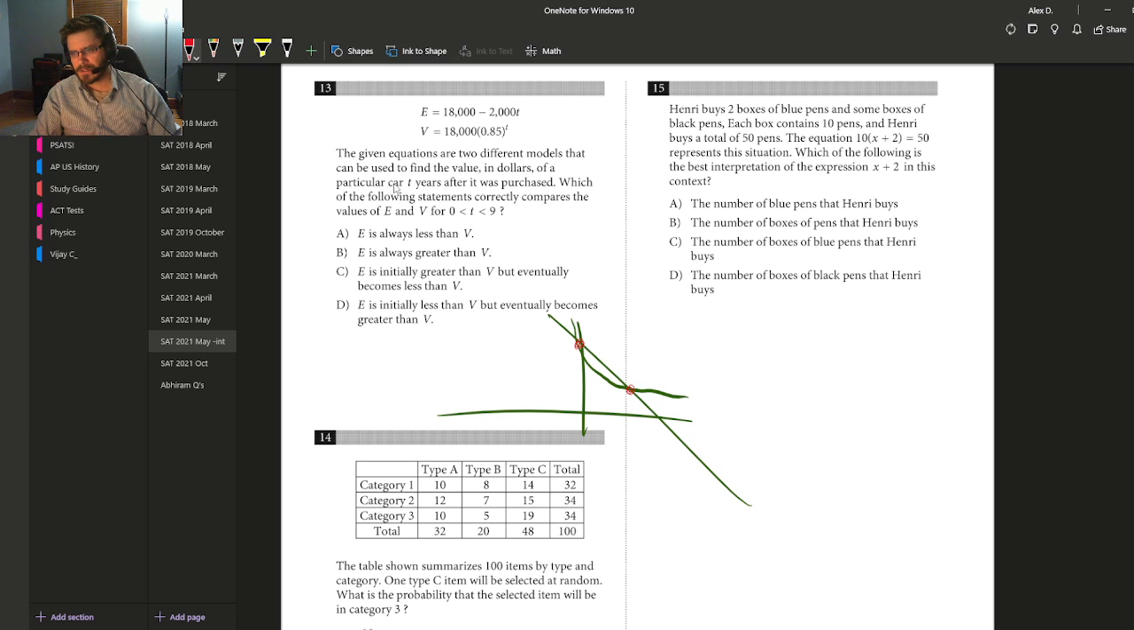So if you have a graphing calculator, you can totally just chunk this into your graphing calculator and see exactly what's going on. But it cannot be true that E is always less than V. It's not true there either. For between 0 and 9, I think I like C.